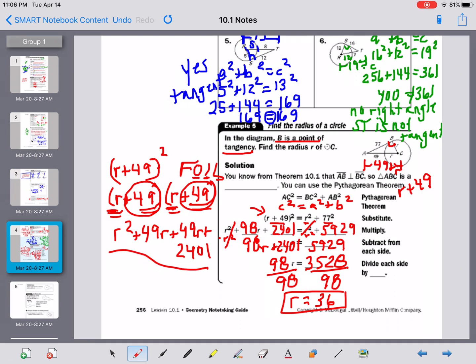But I can't stress enough, the biggest mistake people make in this problem is forgetting to FOIL. When they get to this over here, you have to remember to FOIL, or else your R squareds will cancel and you'll have nothing left. If you don't FOIL, you don't end up with this R term in the middle, and that's where the biggest mistakes come from. So make sure you remember to FOIL.